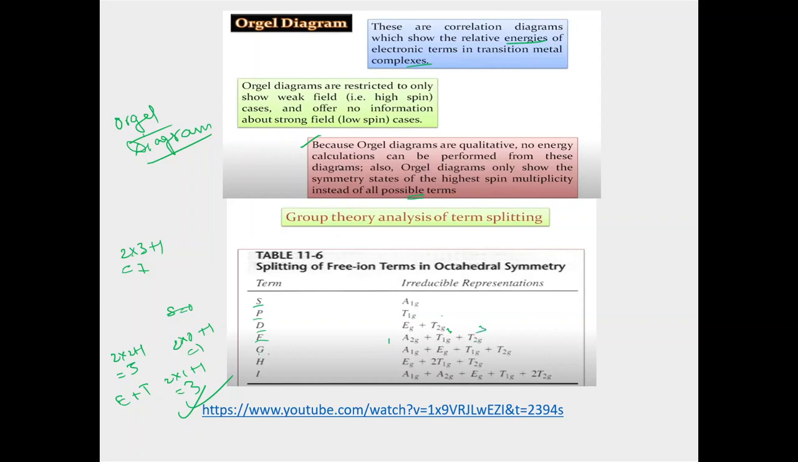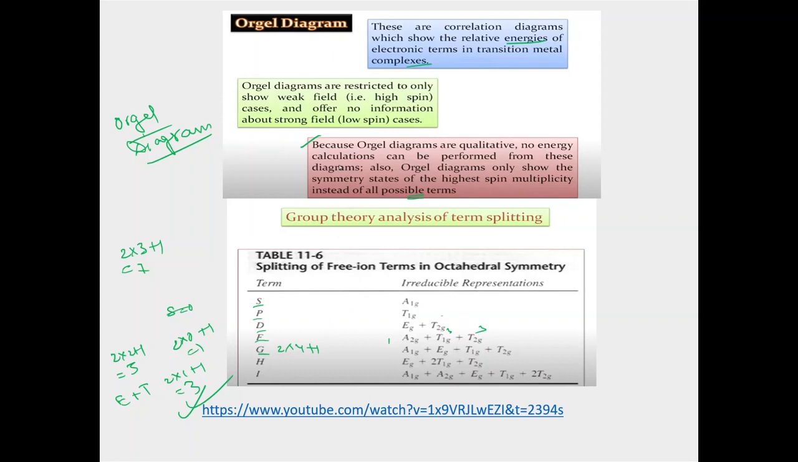And then G means it will go on like that only. 2 into 4 plus 1, that is 8 plus 1, 9. So 1, 2, 3, 4, 5, 6, 7, 8, 9. And for H and I also it goes like that. So these things come from group theory.